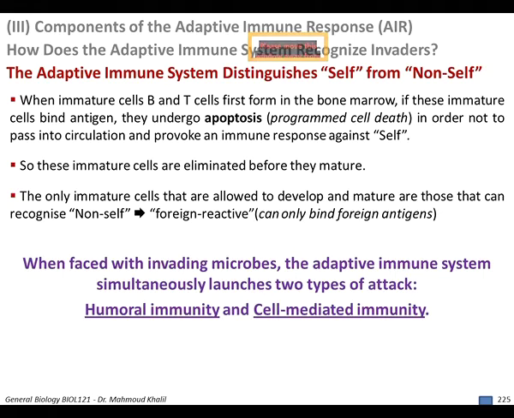So again, when faced with invading microbes, the adaptive immune system simultaneously launches two types of attack, same as innate: humoral immunity and cell-mediated immunity. And you understand now that the cell-mediated immunity is controlled by the B and the T lymphocytes, while the humoral immunity is controlled mainly by the cytokines, the complement system, the antibodies, so by molecules as well. So both the innate and the adaptive have a humoral axis and a cell-mediated axis, okay?